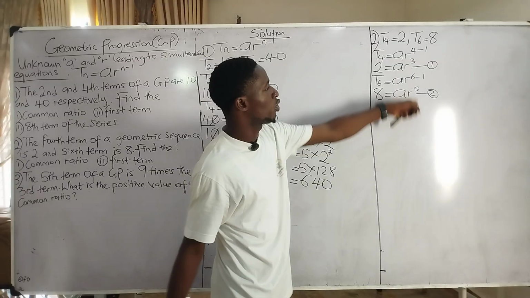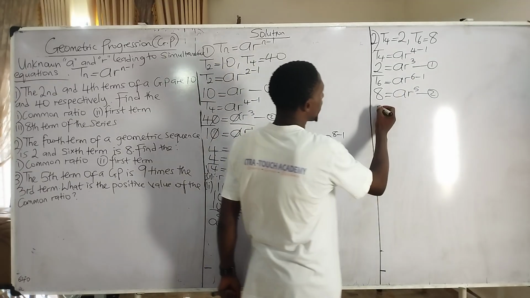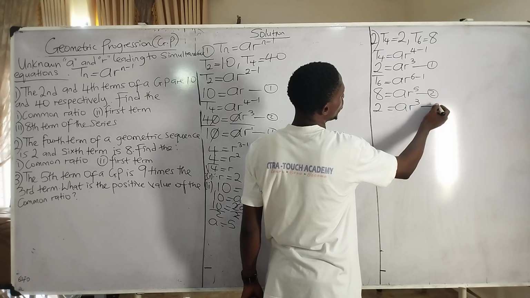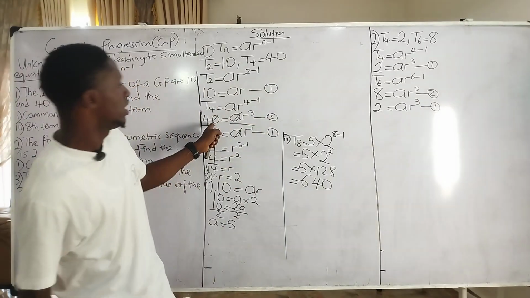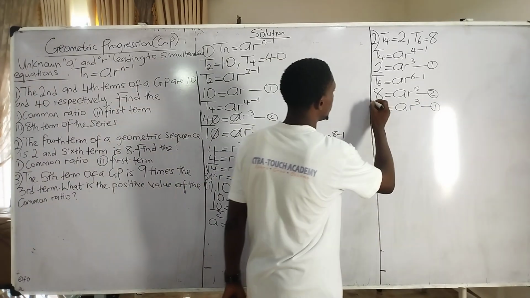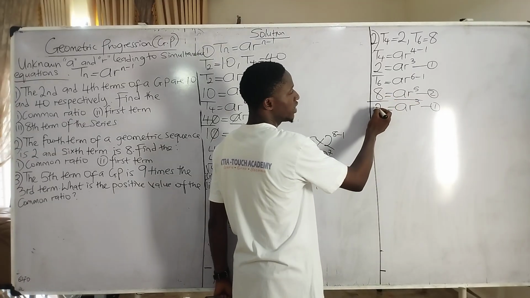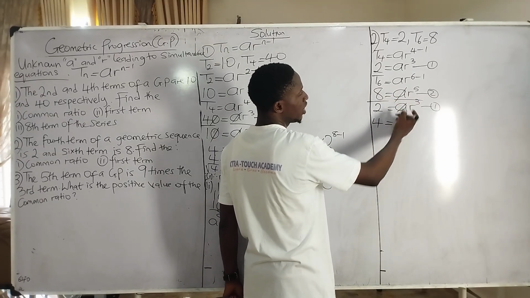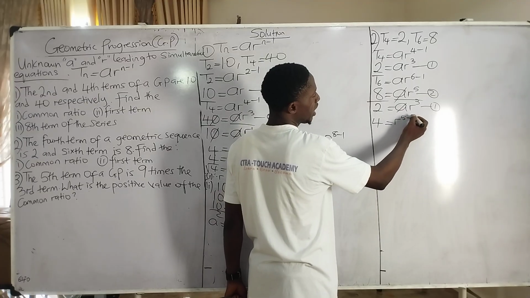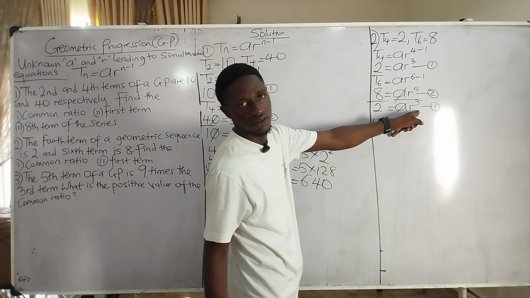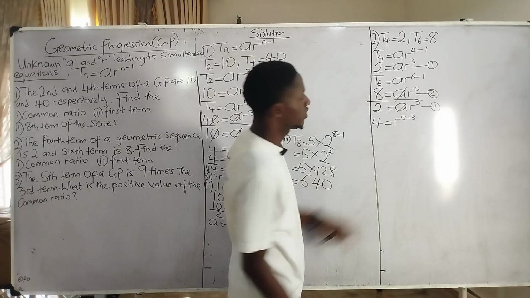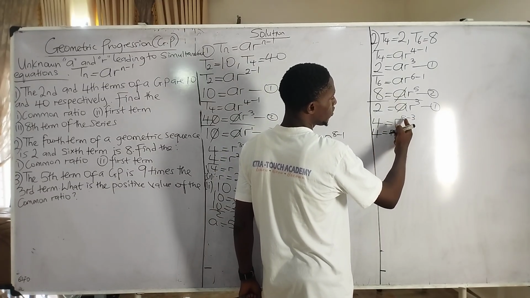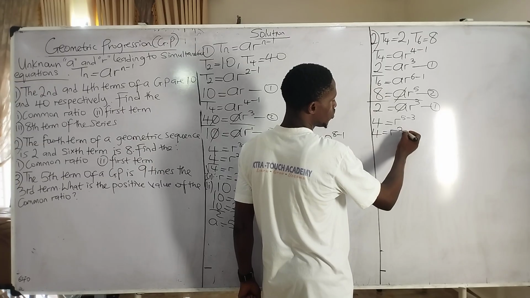Let us bring equation 1 closer to equation 2. So we have 2 is equal to AR raised to the power of 3, equation 1. Just like we did here, we have to divide. 8 divided by 2 is 4, is equal to, A will cancel A, R raised to the power of 5 minus 3. This is law of indices because they have the same base. So we have 4 is equal to R raised to the power of 5 minus 3, which is 2.